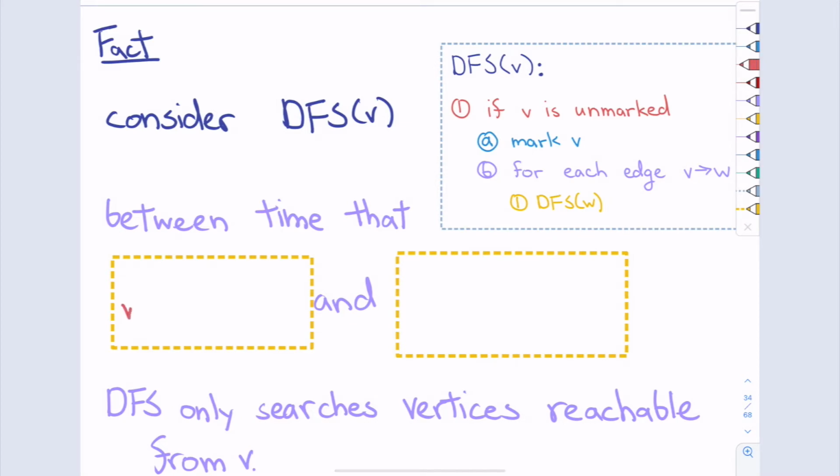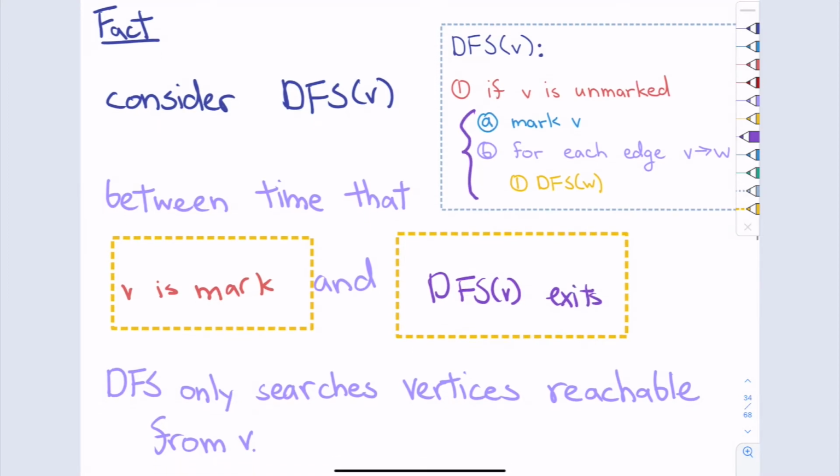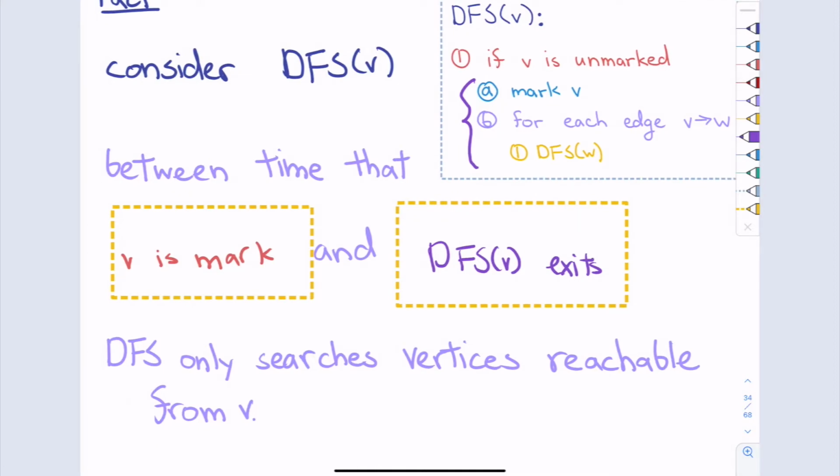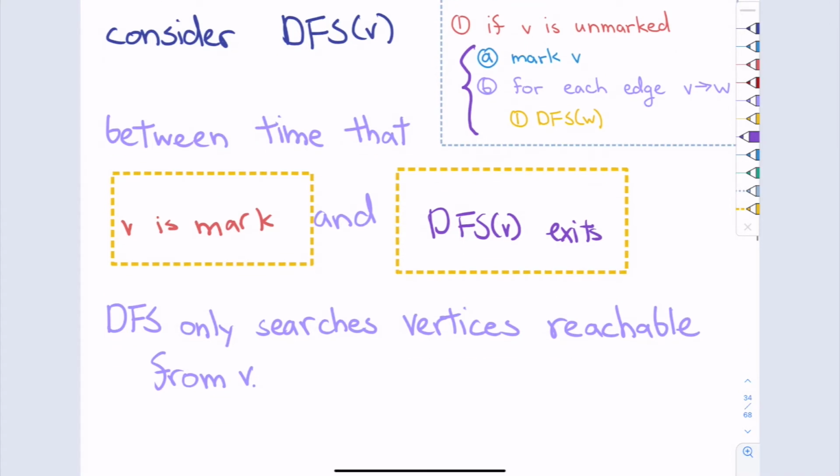Between the time that vertex is marked, right? So I visit it and I mark it, and that call, the depth first search, exits. So I'm only looking inside here. Then I'm only going to visit vertices that can reach V. I'll take that as a fact. All right, so what does that fact imply?